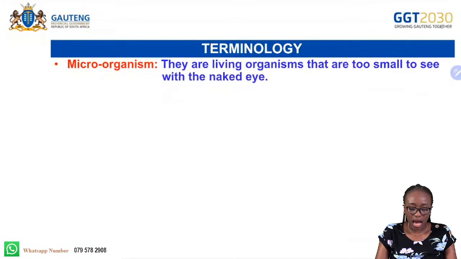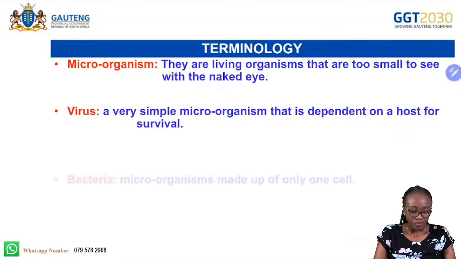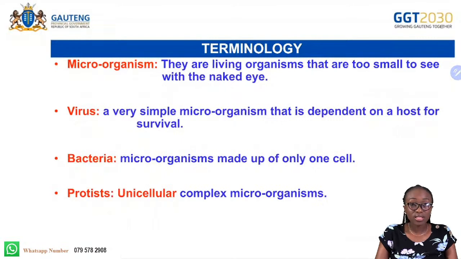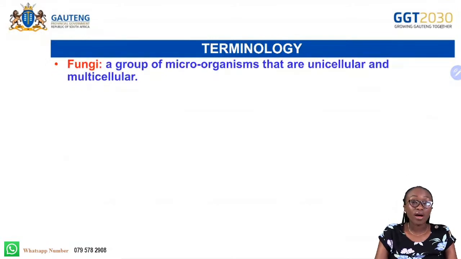Microorganisms are living organisms that are too small to see with the naked eye. So we call them microorganisms. Then virus: this is a very simple microorganism that is dependent on a host for survival. Bacteria are microorganisms that are made up of one cell. Protists are unicellular complex microorganisms. And then fungi: this is a group of microorganisms that are unicellular and multicellular. Some of them within this group are multicellular and some of them are unicellular.